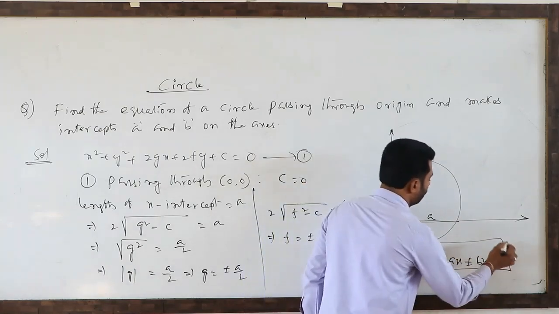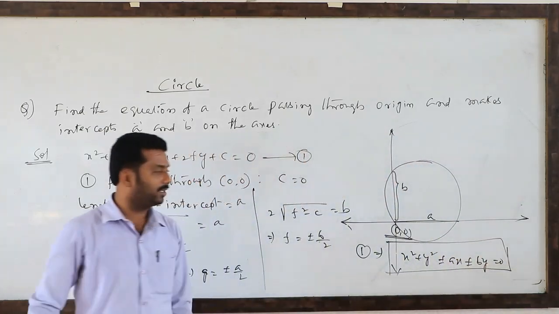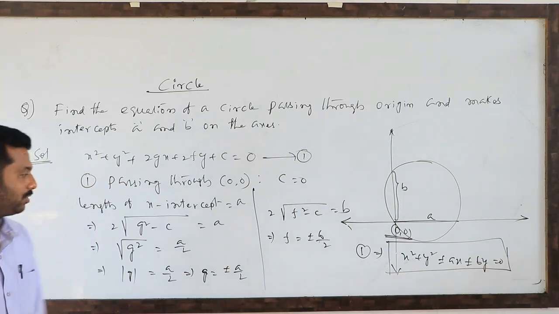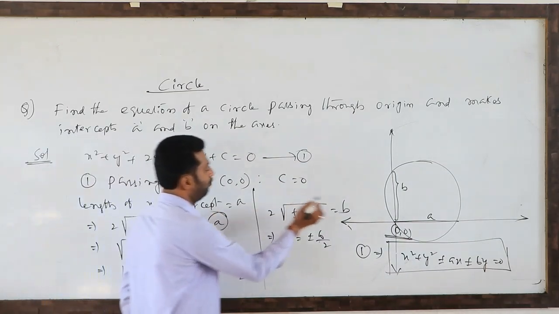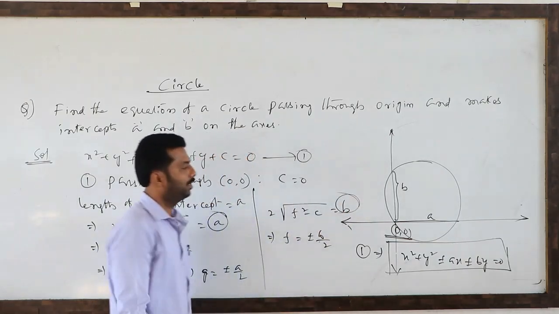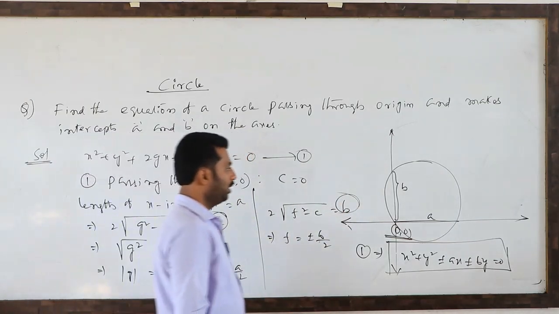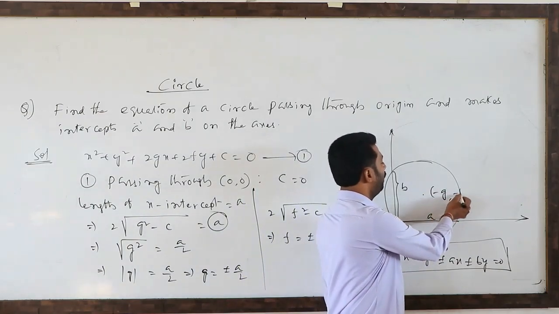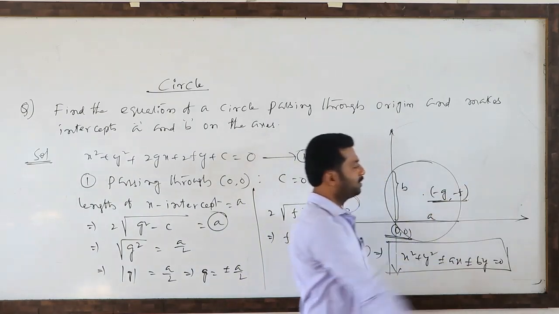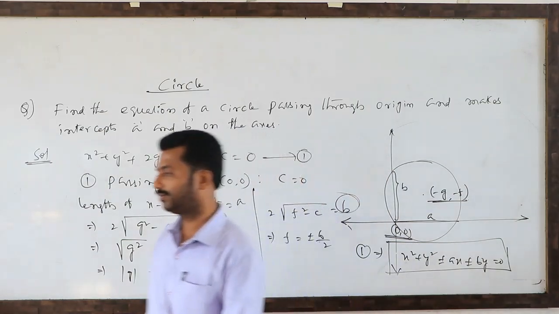So this is the circle passing through the origin as well as which makes intercepts A units on the x axis, B units on the y axis. Like that you have to answer. If you want, here this is the point minus g comma minus f. This is the center of the circle.